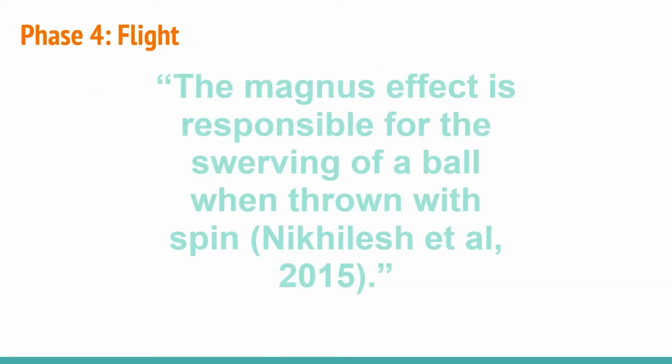In phase 4, the flight phase, there are many factors that can affect the ball when it's in the air. As seen previously, the release angle of the clients is different, affecting the parabolic flight path and its time spent in the air. When the ball is in this flight stage, the Magnus effect becomes present. According to Nikolic et al., the Magnus effect is responsible for the swerving of a ball when it's thrown with a spin. This is seen as client B places backspin on the ball for each shot.